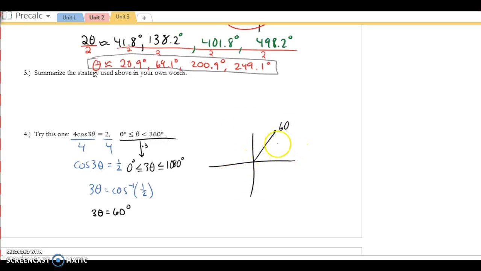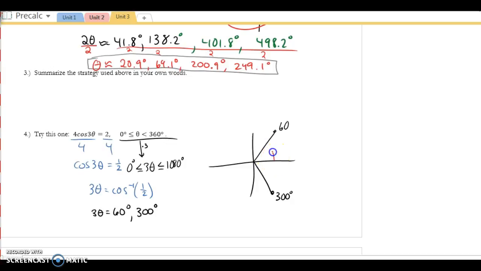Here's a place where the x value, the cosine, is positive. And here's the other one. This one can be found by doing 360 minus 60, because 60 is this reference angle here. That's just going to leave you with 300. So here's two answers so far. Theta could be 60, theta could be 300. But we're allowed to go all the way up to 1080 degrees, so we should continue on.